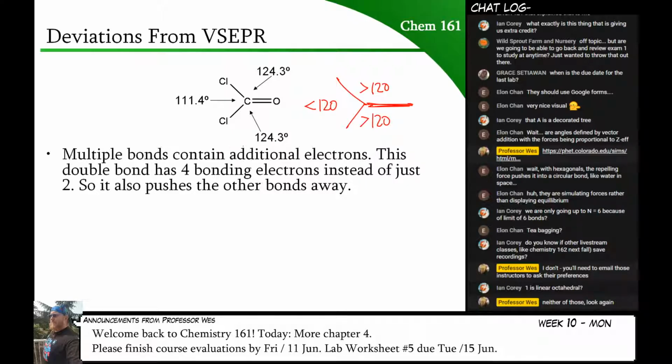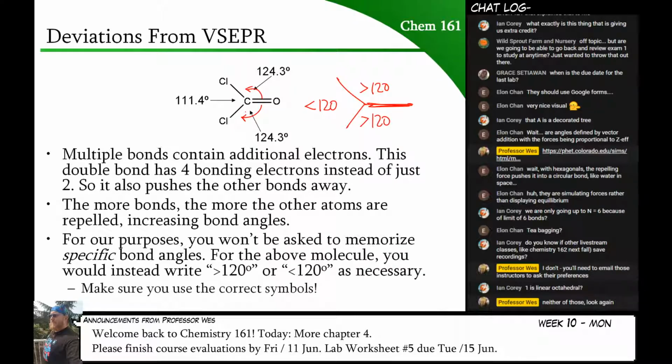The reason for this is because double bonds have twice the number of electrons, so they push and repel harder than the single bonds do. And again, you do not need to be that specific. You just need to use greater than or less than as appropriate. But make sure that you use the correct symbol. Don't accidentally write less than when you meant to do greater than.